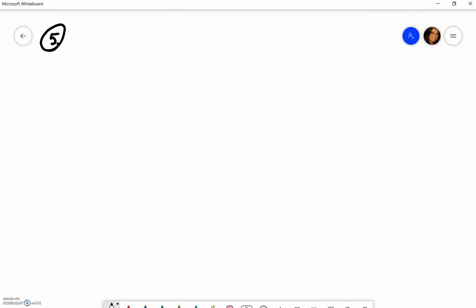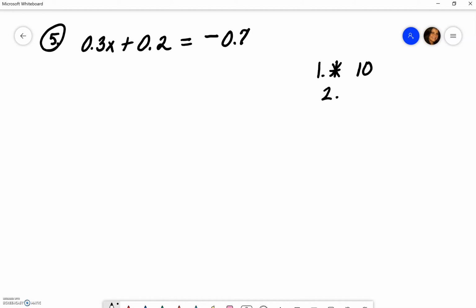Number 5, we have 0.3x plus 0.2 is equal to negative 0.7. So now when you read these instructions, it asks you to multiply both sides by 10 first, and then solve for x. So I'm just going to go ahead and do that. Let me erase this number 5 so I can do that.